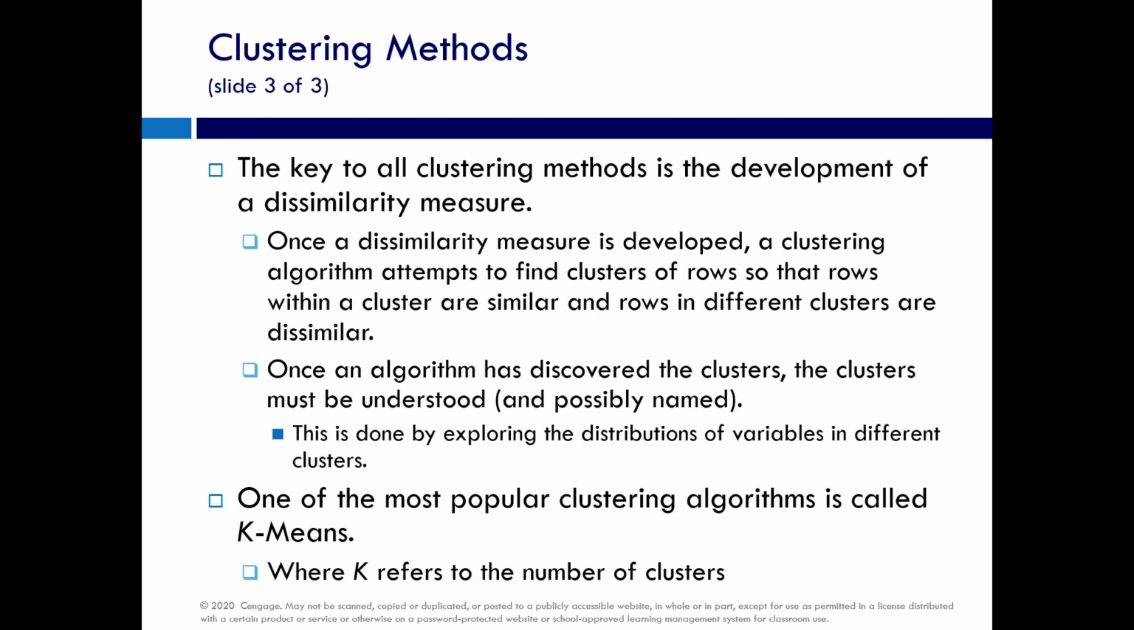The key to all clustering methods is the development of dissimilarity measures. Once a dissimilarity measure is developed, a clustering algorithm attempts to find clusters of rows so that the rows within the clusters are similar and the rows in different clusters are dissimilar. Once an algorithm has discovered the clusters, they must be understood and possibly named. This is done by exploring the distribution of variables in the different clusters. One of the most popular clustering algorithms is called k-means, where k refers to the number of clusters.